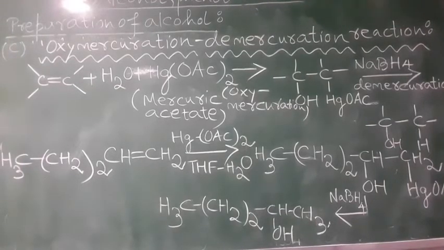Now, please take note of this. The net reaction involves addition of H and OH in accordance with Markovnikov's rule. The reaction is very fast and produces the alcohol in high yield. The alcohol obtained corresponds to Markovnikov's addition of water to alkene. Please write down these reactions.